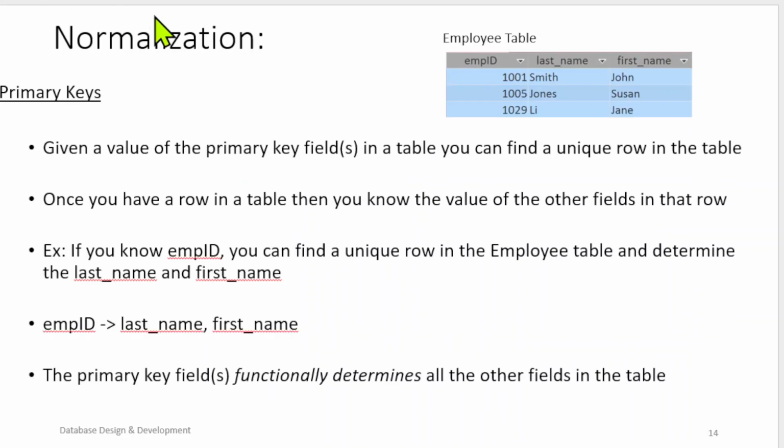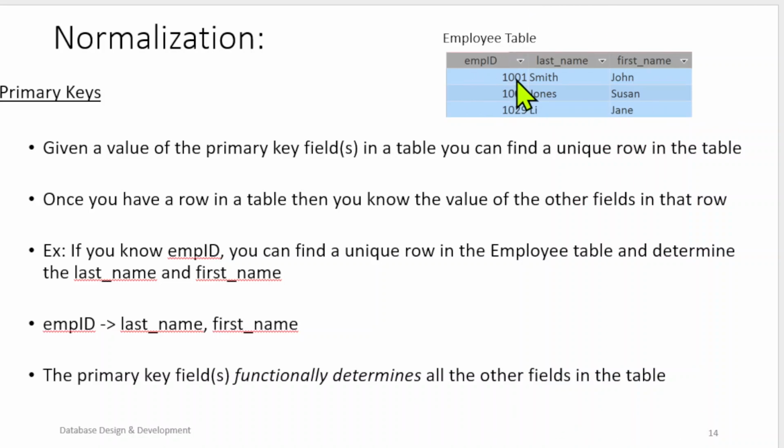Okay, so primary keys are very important in normalization. Earlier I told you that you didn't need primary keys, but if you start to get into normalization, primary keys are king. So let's not forget that. Once you have a row in a table, you know the value of the other fields in that row. If you give me the primary key, I can tell you what the other values are. So if you know the employee ID of a unique row, I can tell you the last name and the first name. The primary key functionally determines all the other fields in the table.